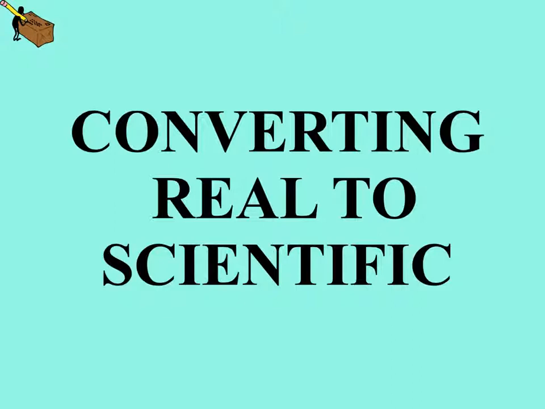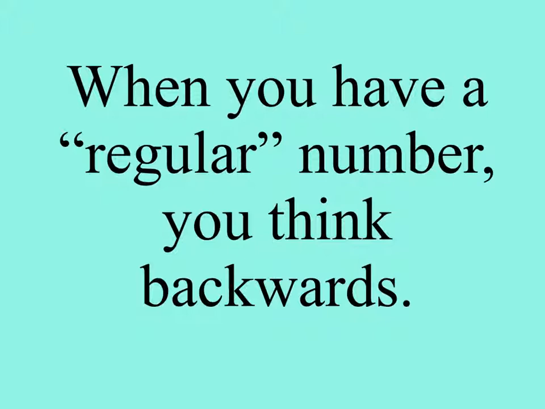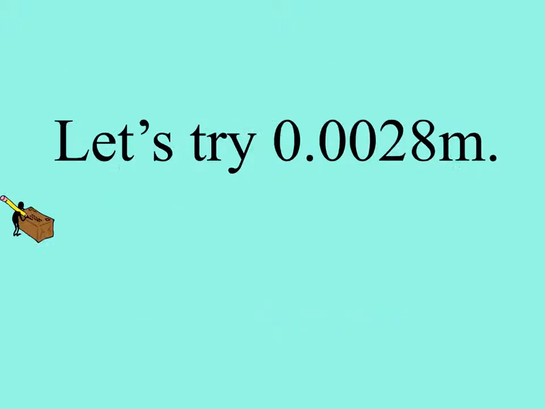Okay, so we know now how to convert into regular notation. Now we want to convert into scientific notation. So this is our second topic for the day. When you have a regular number, you have to think backwards of what we just talked about. Let's try converting 0.0028 meters into scientific notation.